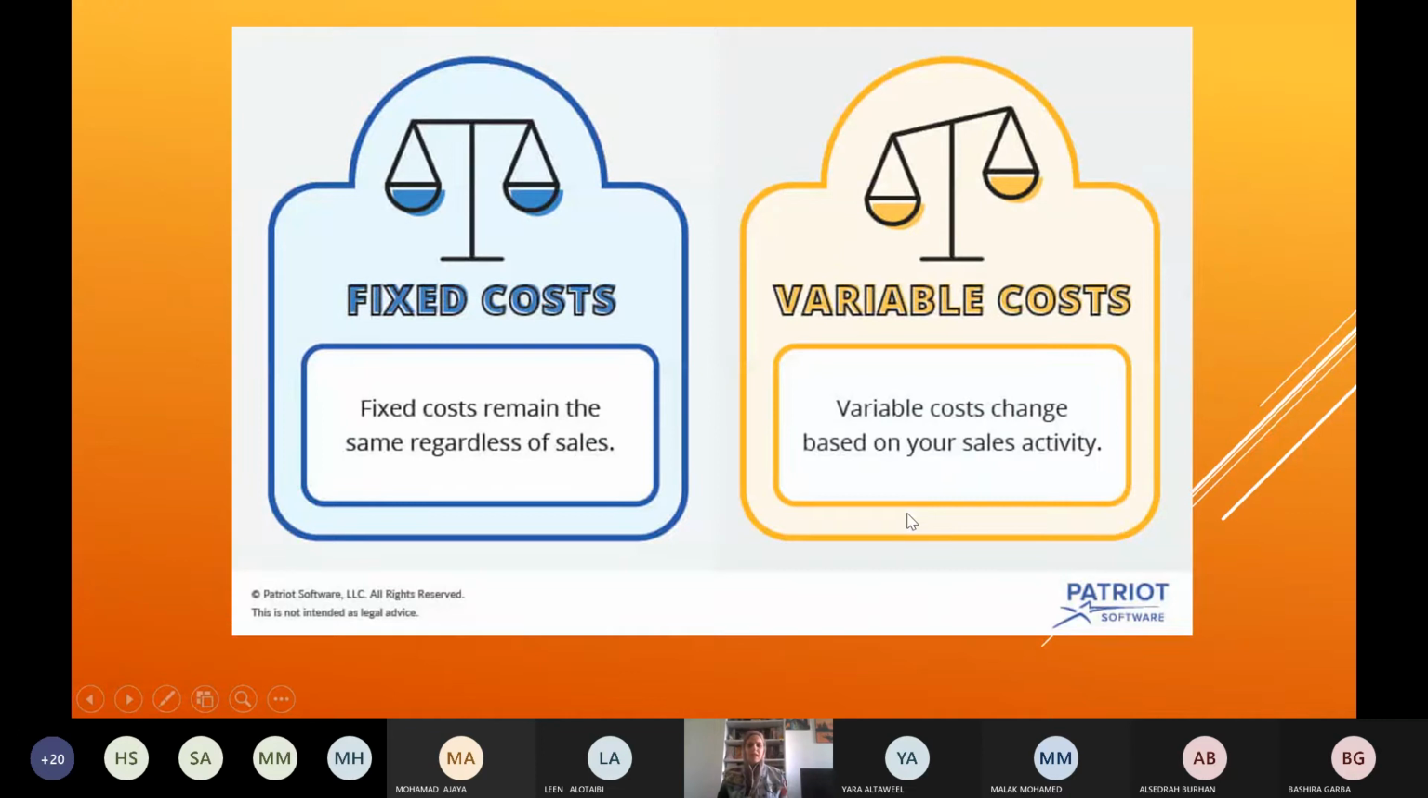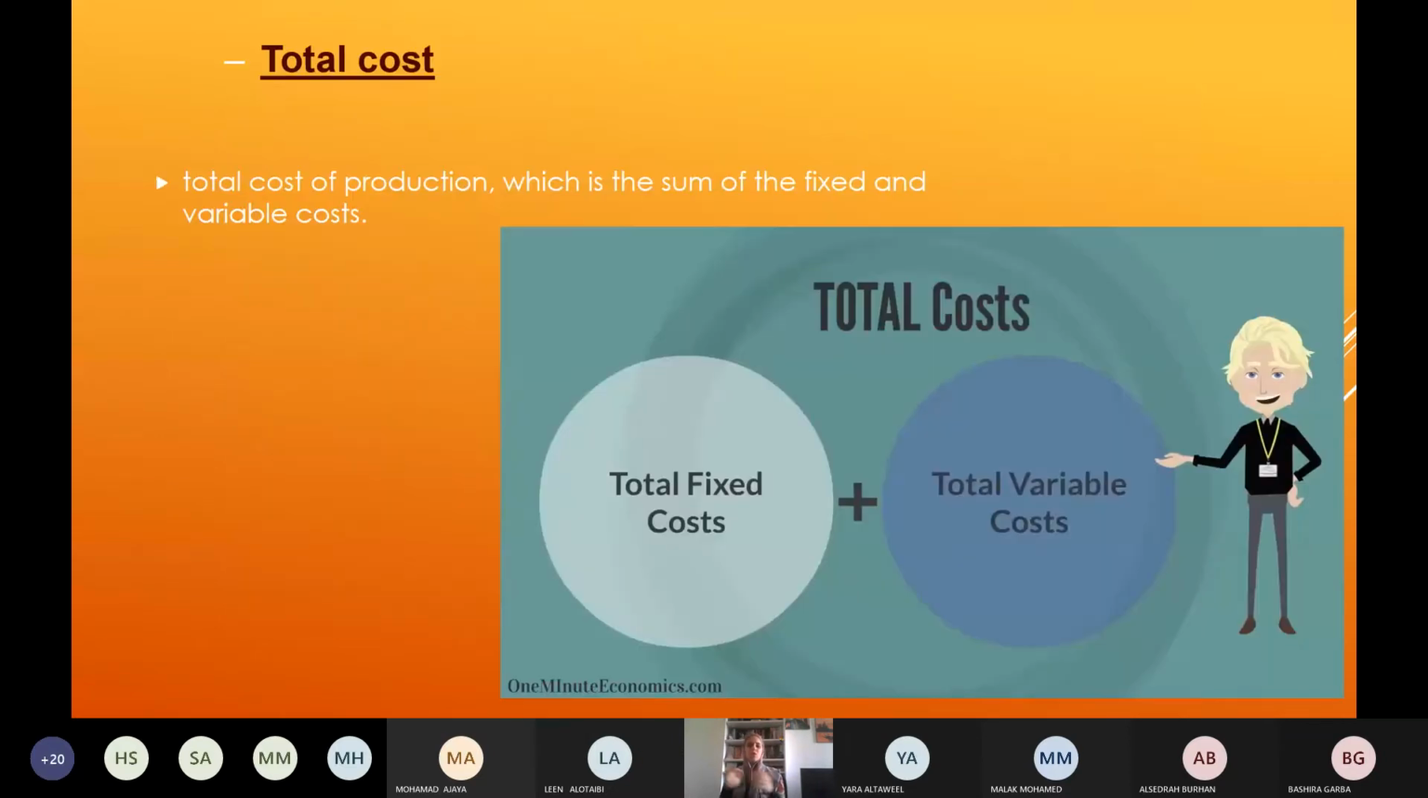Fixed and variable. Fixed remain the same, variable vary and change in price. When we put the fixed and the variable cost together, it's called total cost. Total cost is the fixed and the variable.